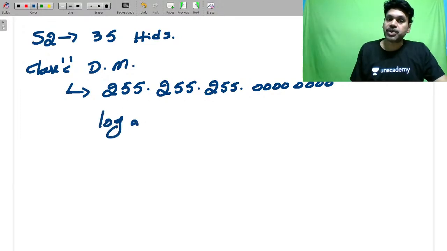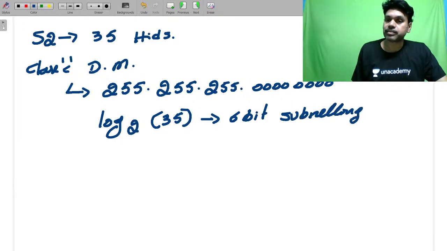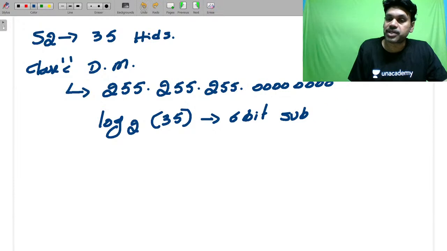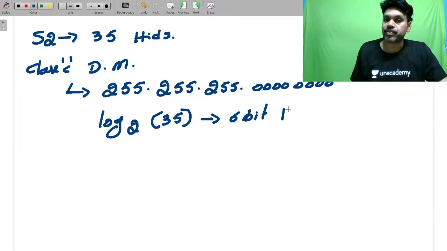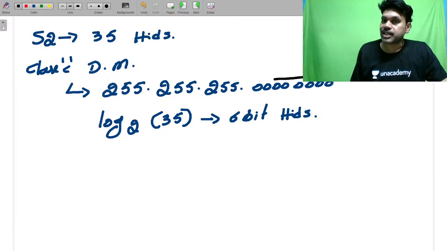So how many zeros you required? Log base 2 of 35 is nothing but 6-bit subnetting. Right? So 6 bits we required for HID. 6-bit HID. Therefore, out of your 8 bits, 6 bits I am reserving for HID and remaining are for ones.